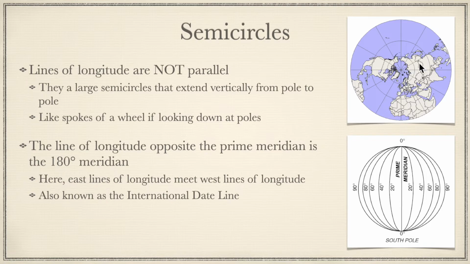So like this map right here. You have the North Pole here, and you have these lines of longitude or meridians coming out, and they look like spokes of a bicycle wheel. The line of longitude opposite the prime meridian is the 180 degree meridian. And here basically east lines of longitude meet west lines of longitude. That 180 degree meridian is also known as the international date line. We'll talk more about that here in a minute.